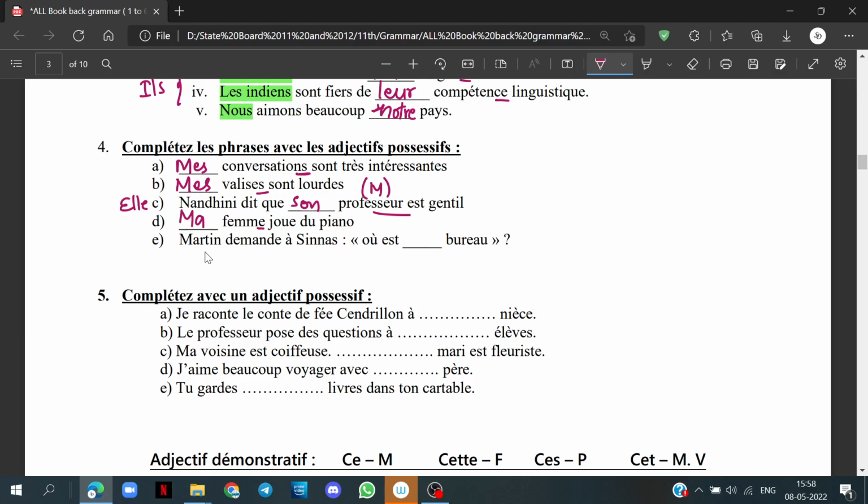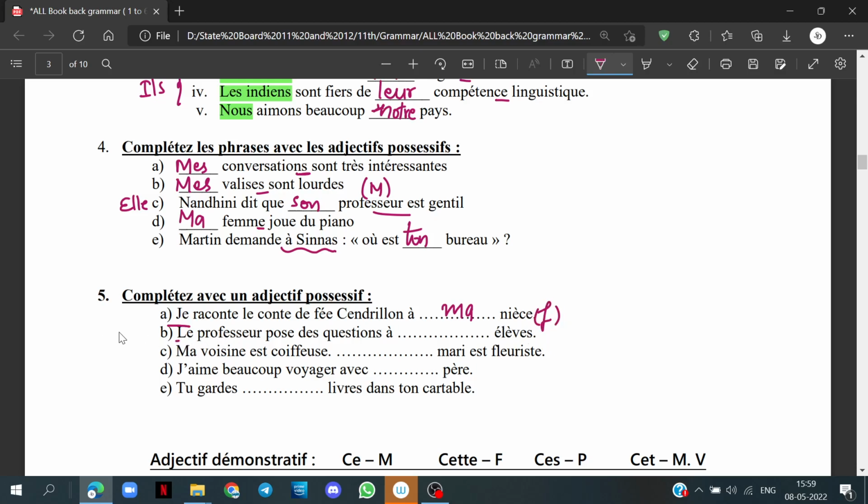Then Martin demande à Sinas. Martin is asking Sinas, where is your office? So that will be because he's asking Sinas, right? Of one boy. Where is your office? Ton bureau. The next one, complete avec l'adjectif possessif, the same thing. You need to see the subject given here. Je. I narrate the story of Cinderella to my niece. Because there is a je subject, we have to use the same line. So in the je line, we have mon, ma, mes, and in that niece is a feminine word.